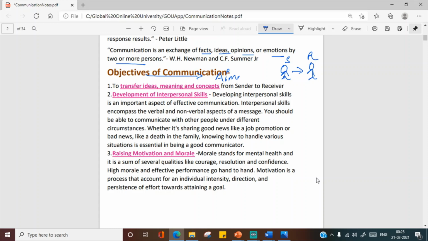Development of interpersonal skills. When two people speak to each other, what happens? There is a bond between them. The bond need not always be very informal like you have with your family or with your friend.